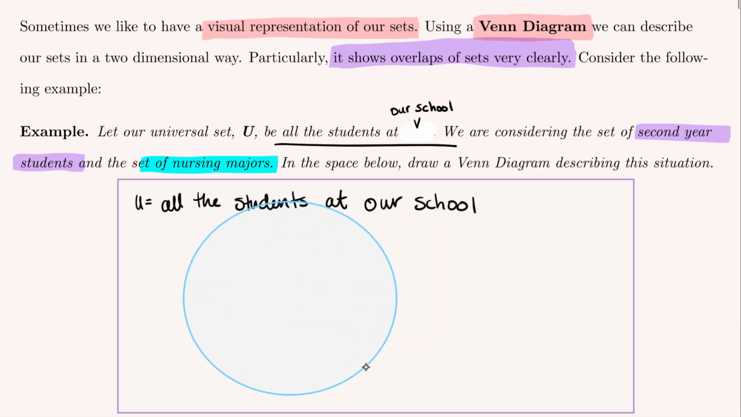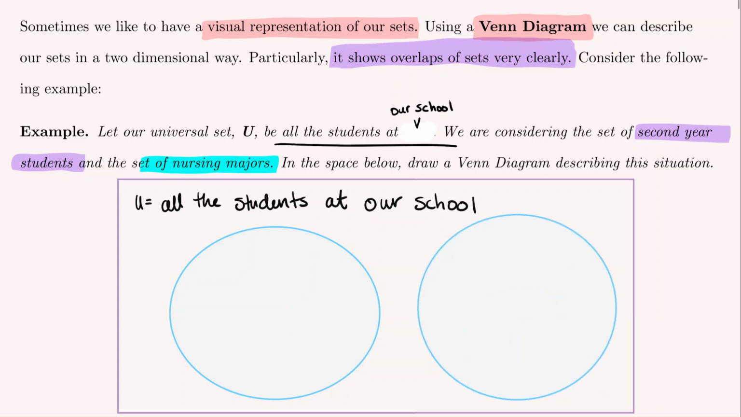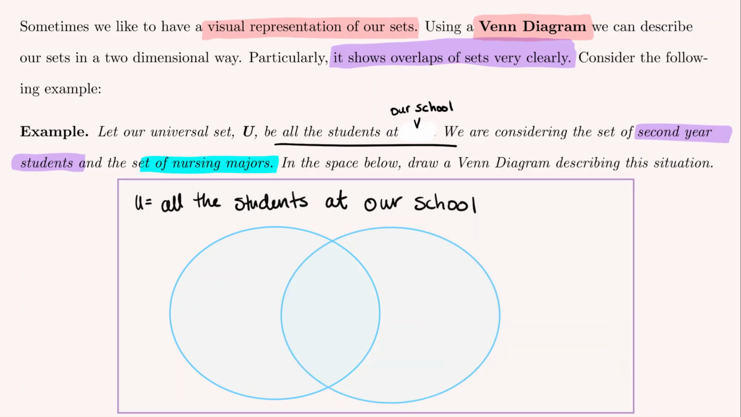So I draw a rather large circle because I want to make it clear that we have enough space for our intersection. And since I know these two sets overlap, I need to draw my next circle where there will be some in common between the two. I don't want to draw the second circle out here because that shows no overlap, but we know there are some nursing majors who are second year. So I've drawn my two subsets and I've made it clear there's an overlap.